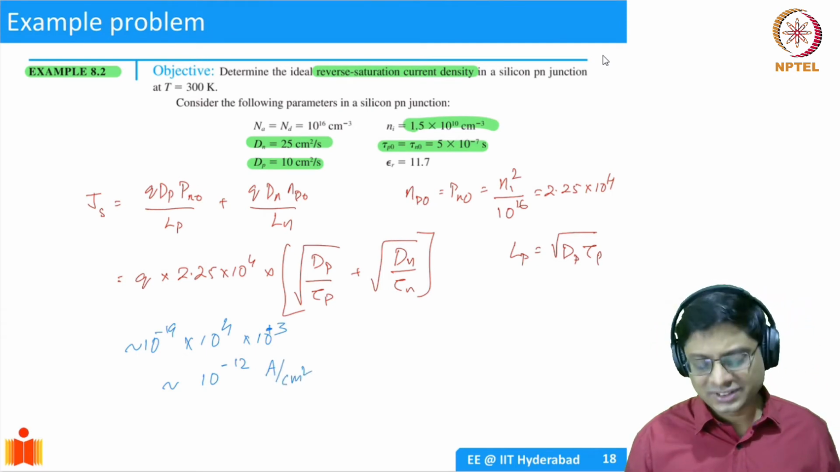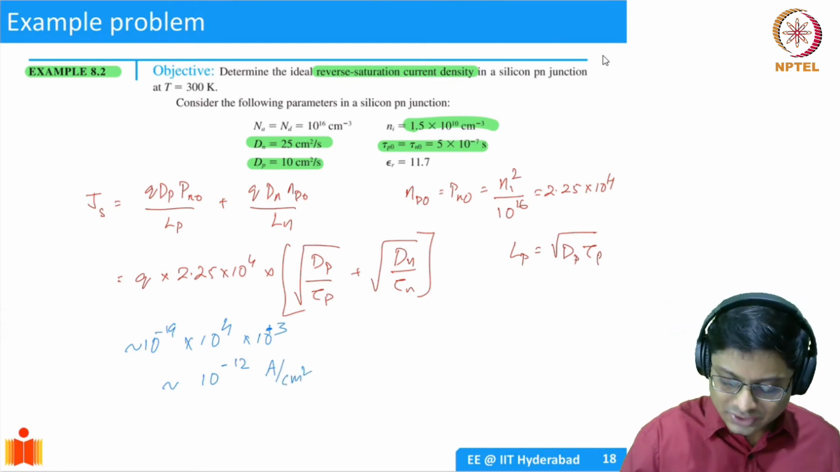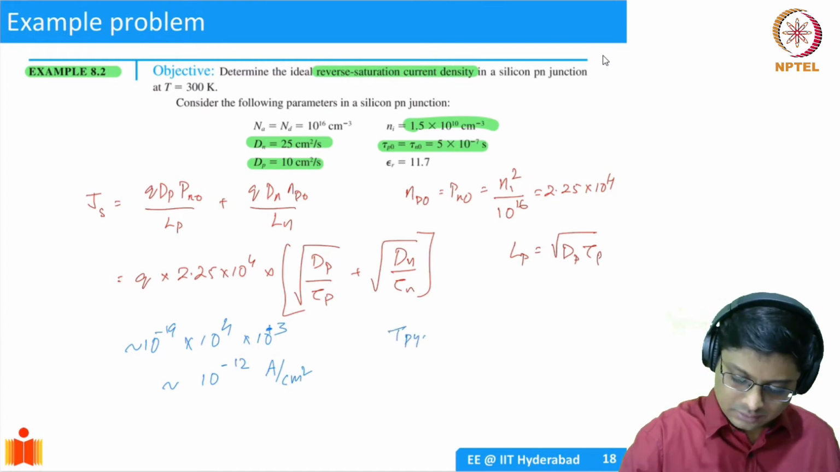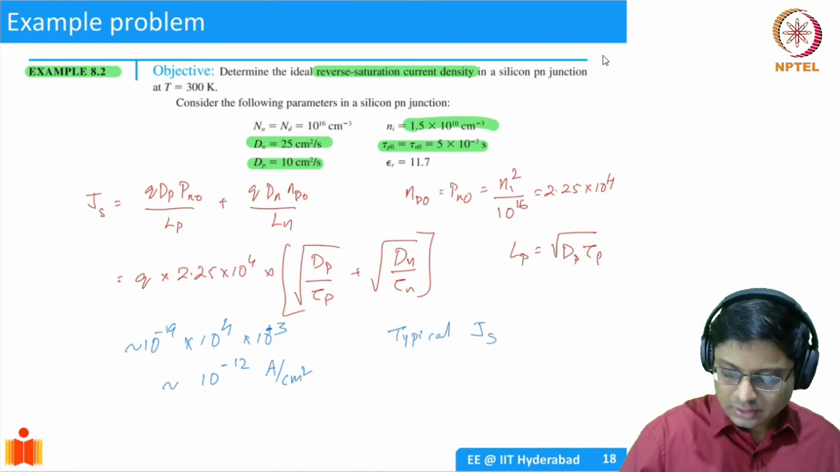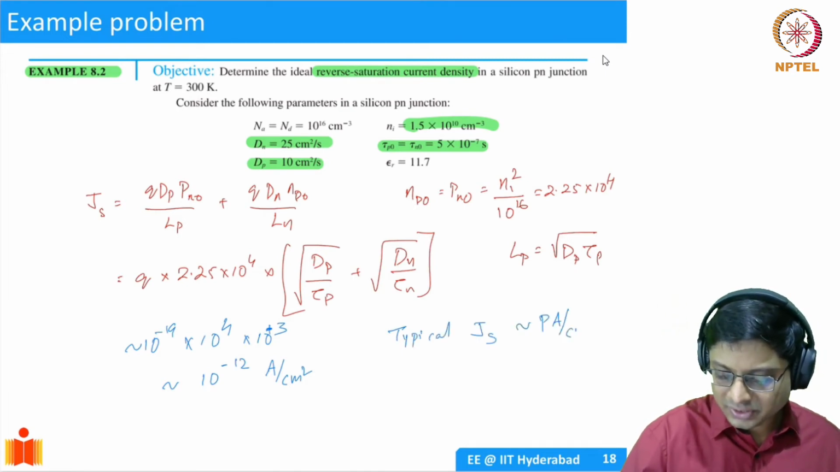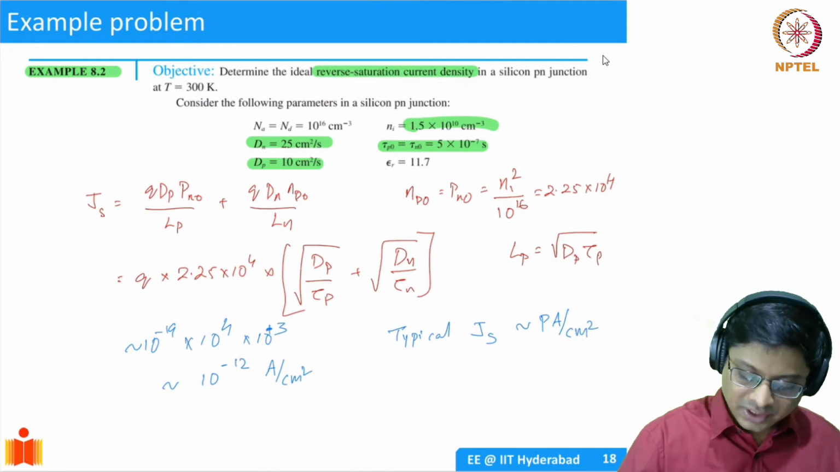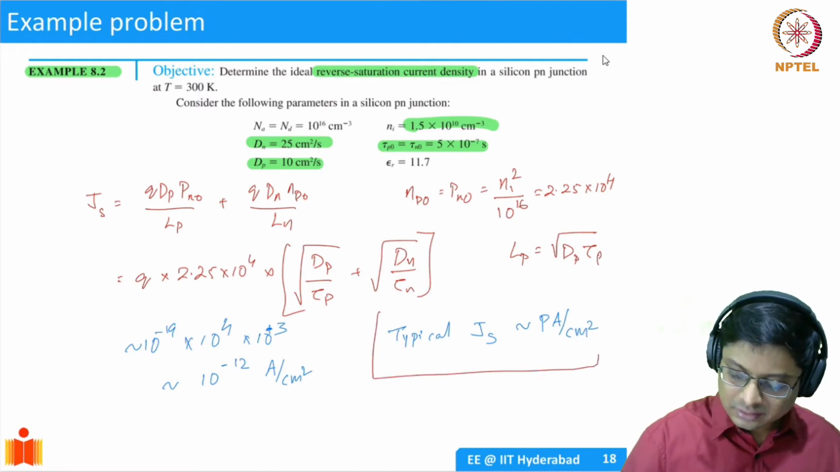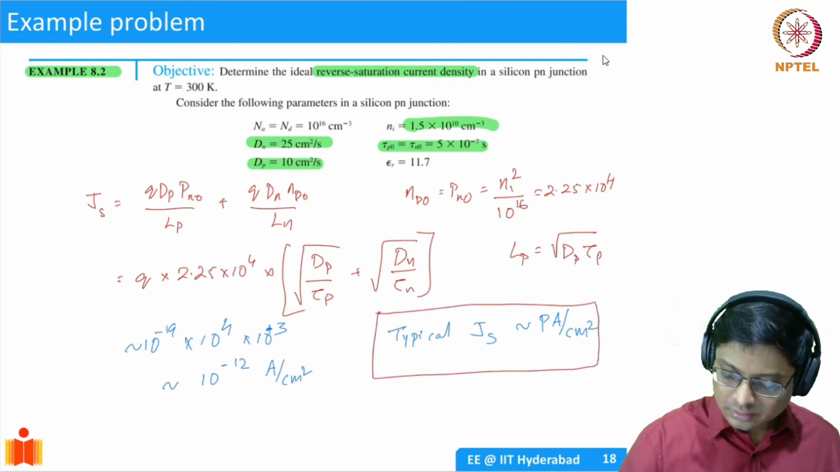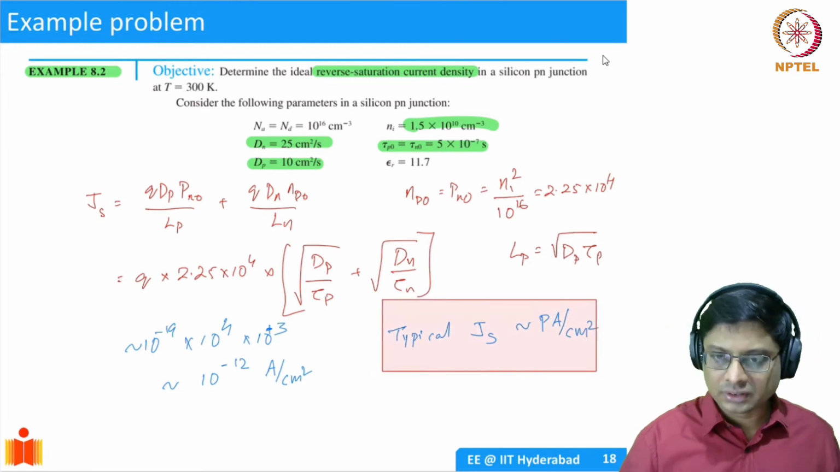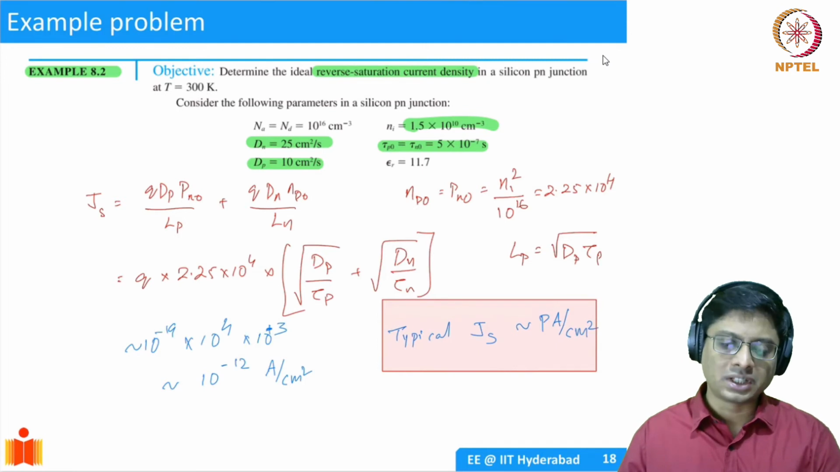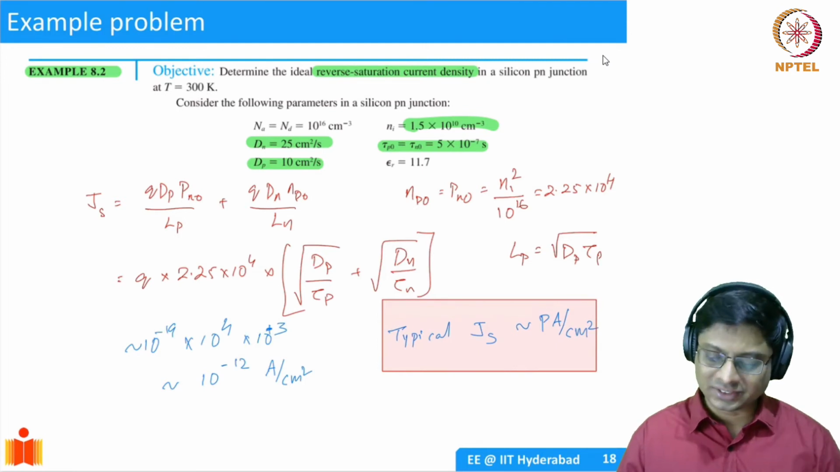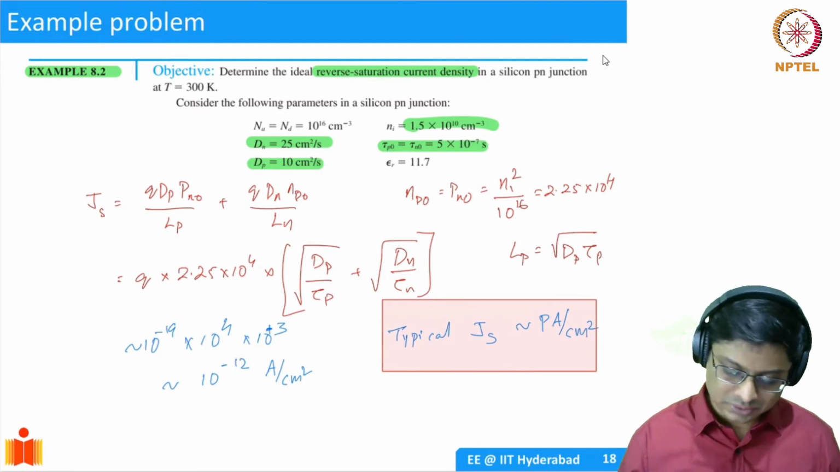So always remember this is a typical number. Saturation current densities, typical Js, are of the order of picoamps per centimeter square. This is per unit area, please remember that. We are looking at the cross section, okay? So this is how you can calculate. Please make sure that you put in some effort and try to calculate these numbers. It's going to be useful for you, okay?